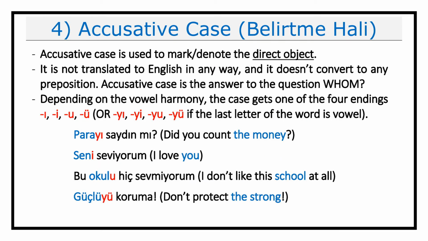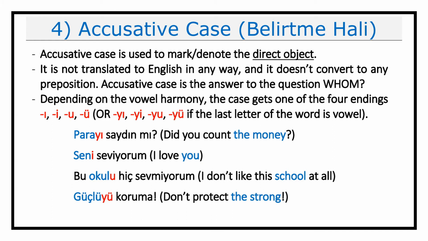Now we turn to the most difficult case, the accusative case. Many learners of Turkish language don't grasp this idea, but it's very similar to English. Accusative case is used to mark or denote the direct object. It's not translated to English in any way, and it doesn't convert to any preposition. But there is a very simple tip to understand this case. Accusative case is the answer to the question whom.